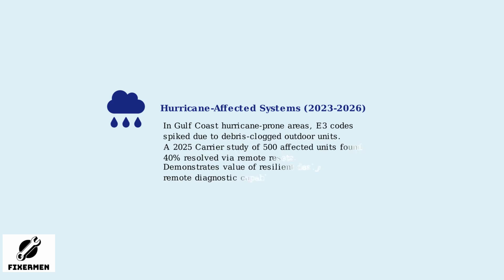Following hurricanes in the Gulf Coast region between 2023 and 2026, E3 error codes surged as debris clogged outdoor units. A comprehensive 2025 Carrier study analyzing 500 affected units revealed that 40% of these errors were successfully resolved through remote resets via the Carrier app or smart thermostats. This underscores the importance of resilient system designs and the growing effectiveness of remote diagnostic technologies in handling widespread environmental challenges.